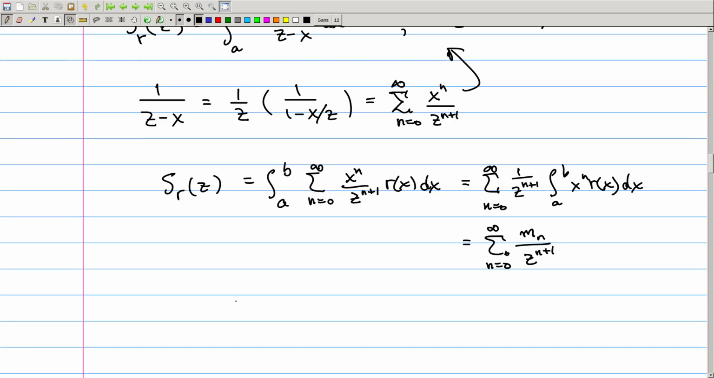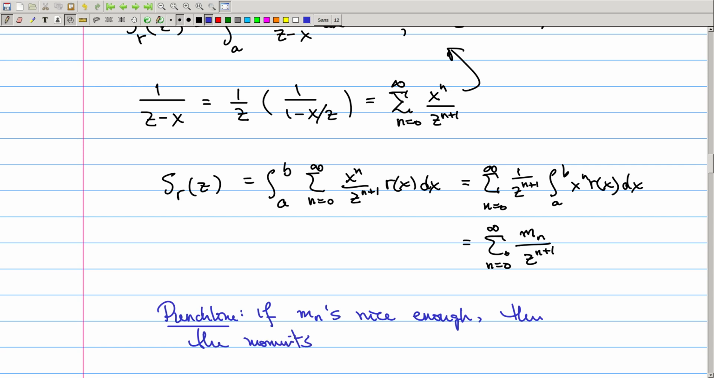So our punchline here is that when our moments are suitably nice, so that the series we're seeing there makes sense and is absolutely convergent on a significant enough subset of the complex plane, then we can use the moments to get the Stieltjes transform.